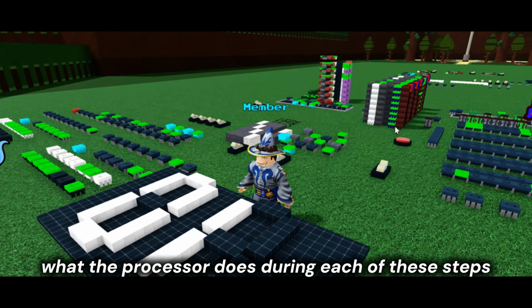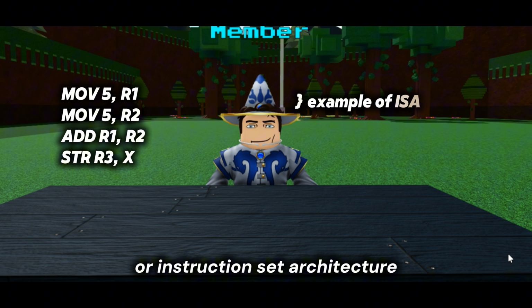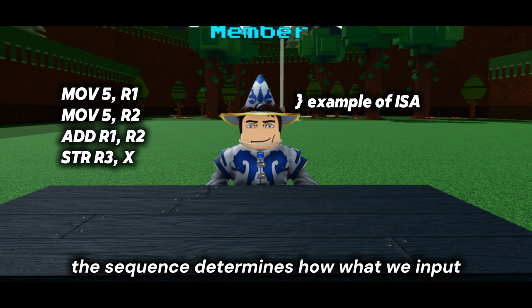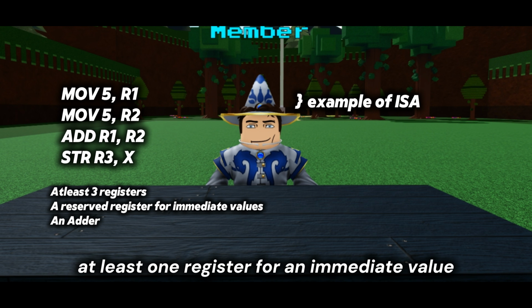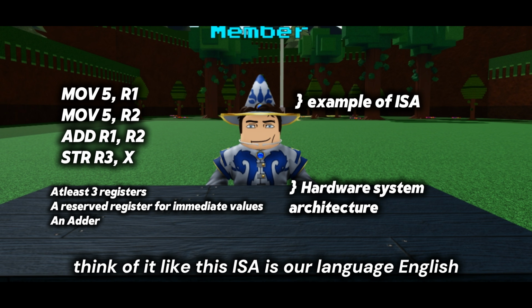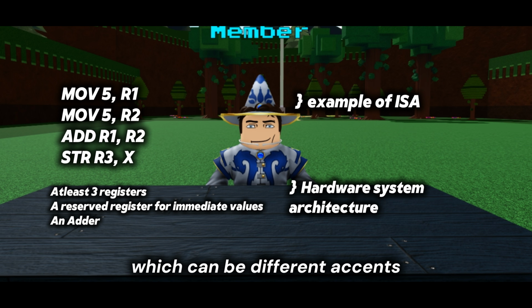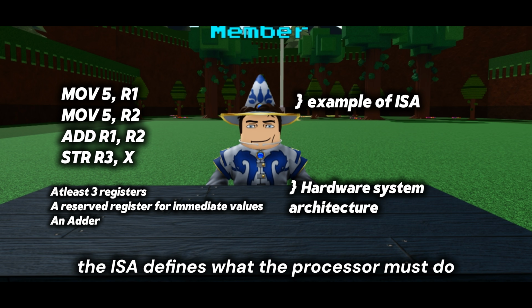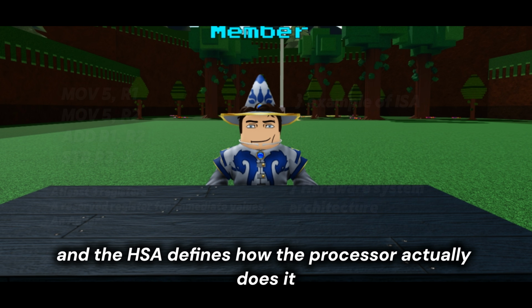What the processor does during each of these steps is actually determined by the ISA, or instruction set architecture. The sequence determines how what we input will interact with the computer. With our line of code, we know we need at least 3 registers, at least 1 register for an immediate value, and something to add the values. This is our basic concept of hardware system architecture. Think of it like this: ISA is our language, English, and HSA is the speaker's voice, which can have different accents, different speeds, but still be the same words. The ISA defines what the processor must do, and the HSA defines how the processor actually does it.